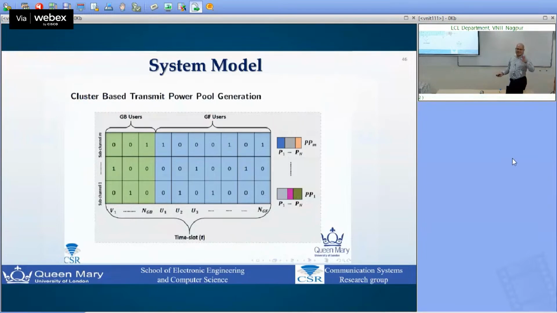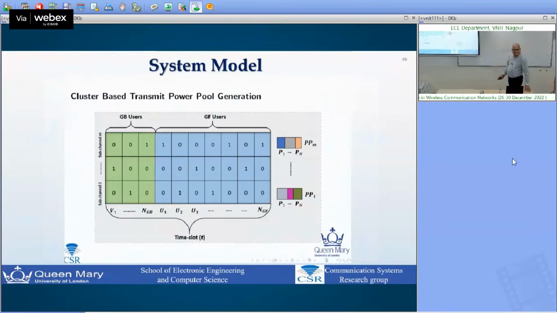It depends on the interference tolerance. If the interference threshold is very high, then the grant-free users can use high power levels. If the interference threshold is very low, then vice versa, and the grant-free users select their power levels accordingly.